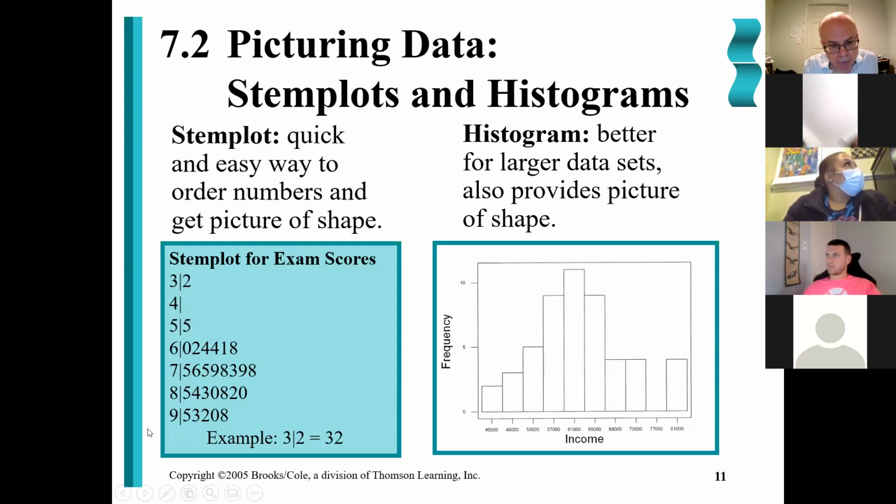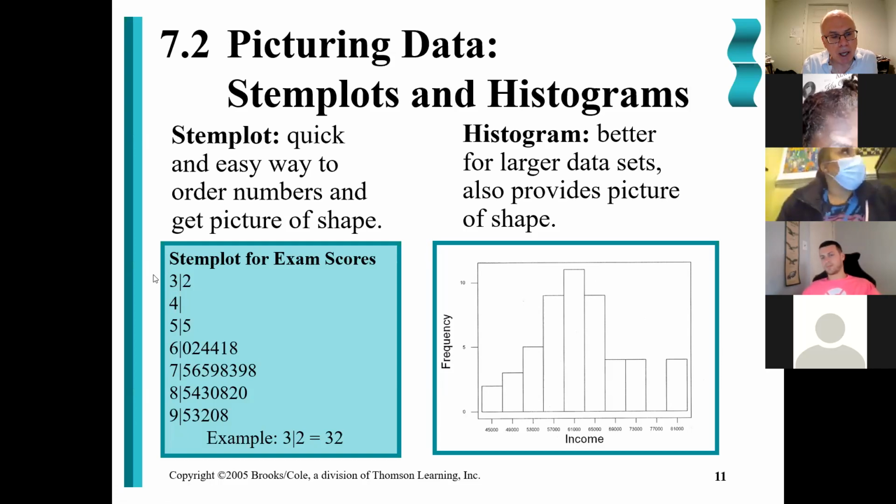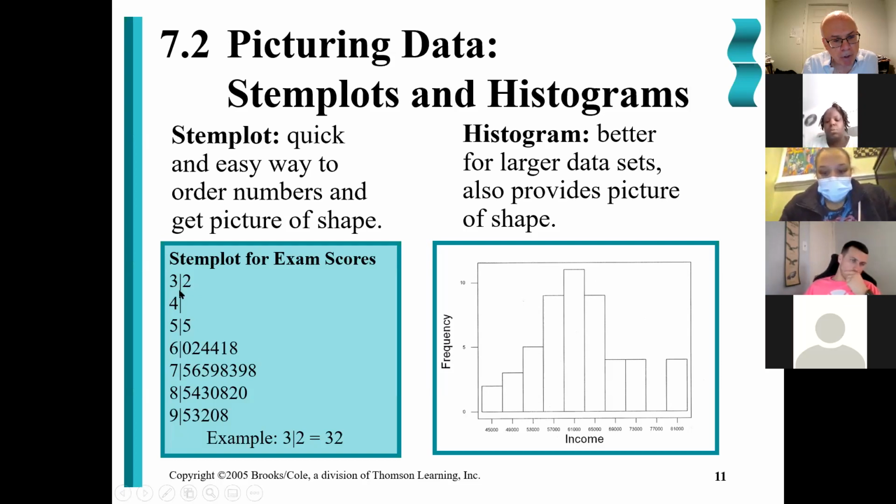Now, every data set's different, so you have to take a look and see how you would construct it. And then on the right, the digits here are the ones digits. So for example, the 3 and the 2 represents 32. The 5 and the 5 represents 55.